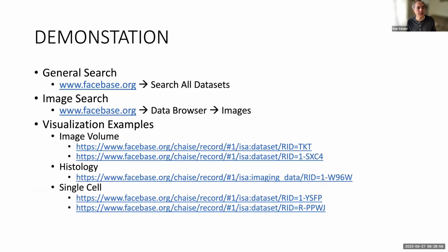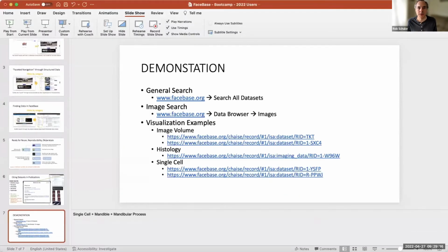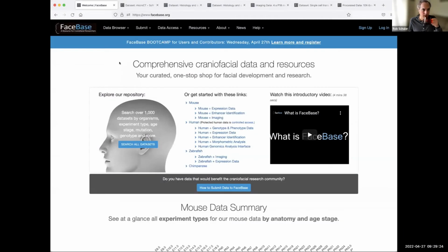So with that, I'm going to switch gears and we're going to look at a demonstration of the general search feature for data sets, then a specialized imaging search, and then finally, we'll look at some specific visualization examples. And with that, let me just switch my screen here. Okay, so you should be seeing the FaceBase homepage.